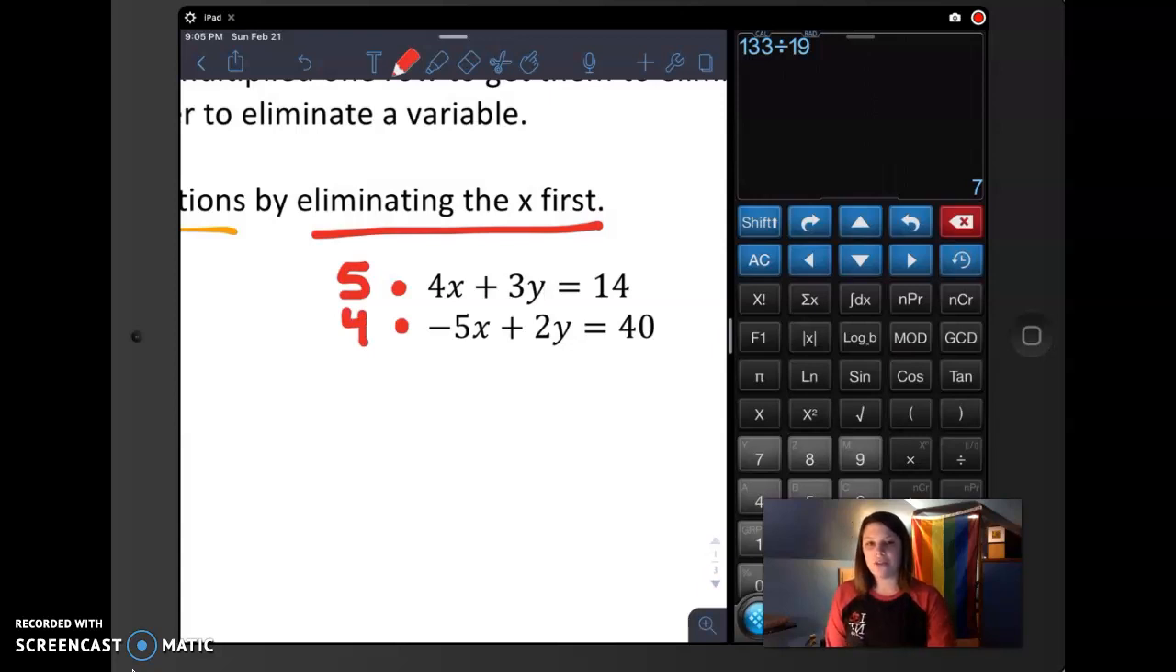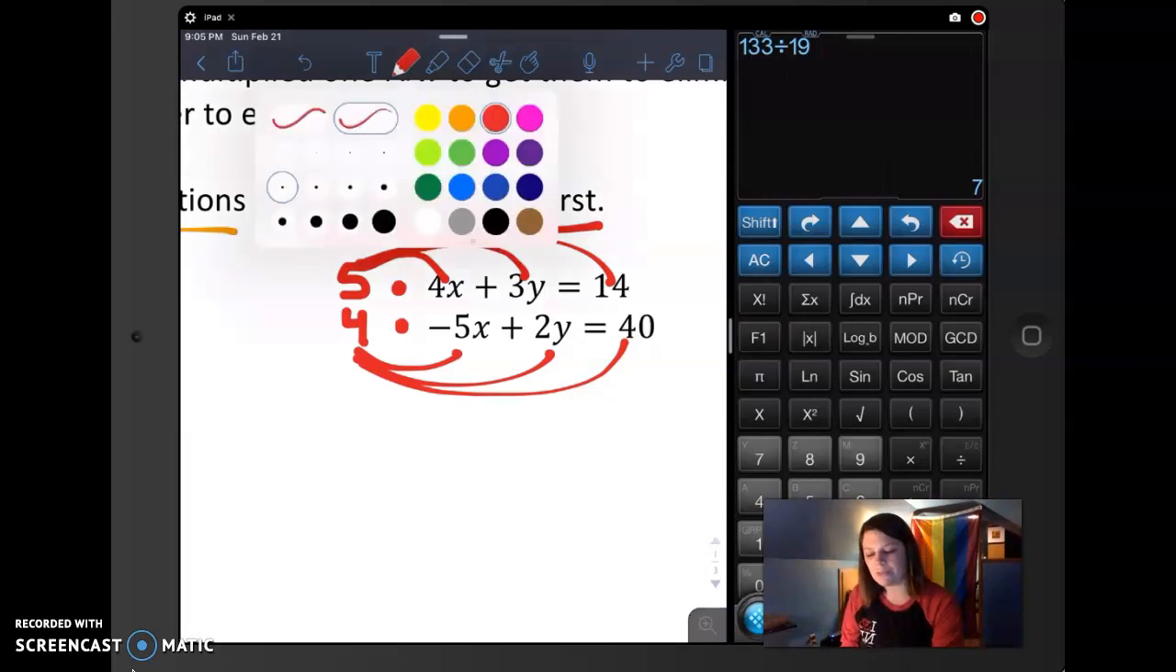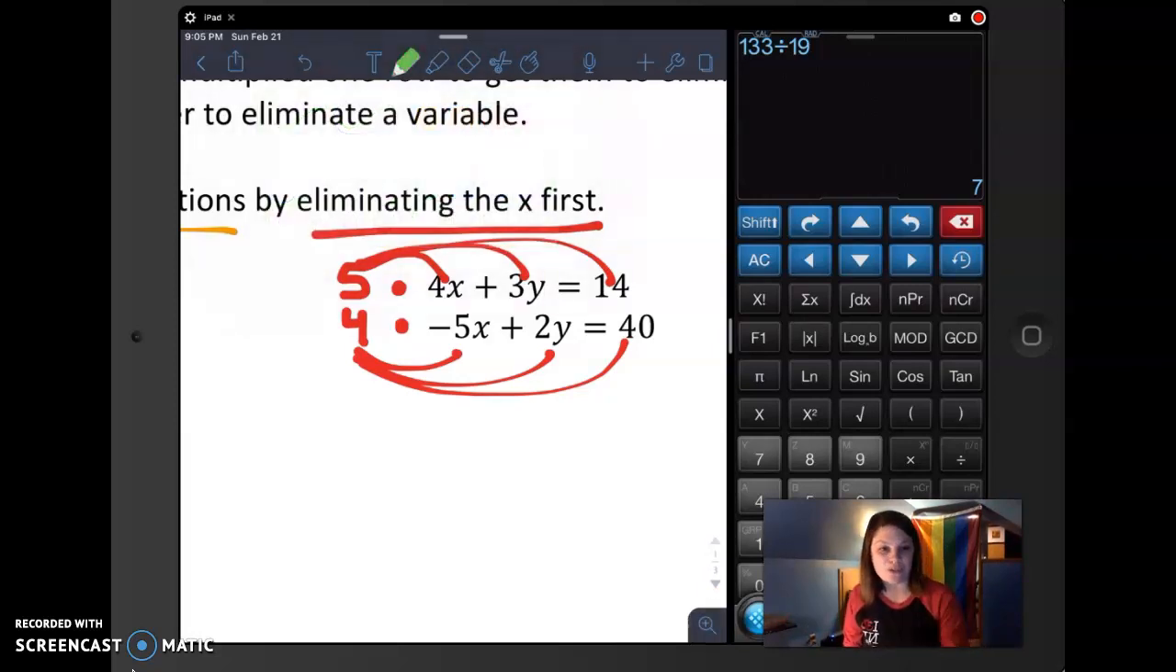Something interesting about this example is that since they are already opposite signs, the 4 is positive and the 5 is negative, we don't need to make one of the numbers that we're multiplying by negative because it'll already naturally be negative. Again, sometimes I feel like it's a little hard to explain, but once you see the result, it clicks and it makes sense why we did what we did.